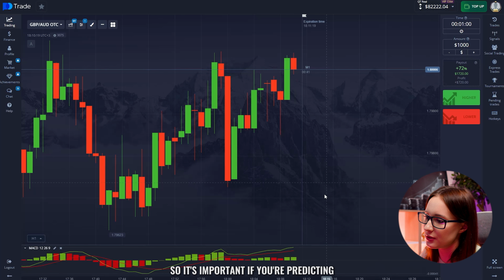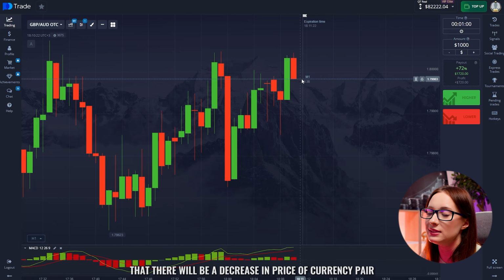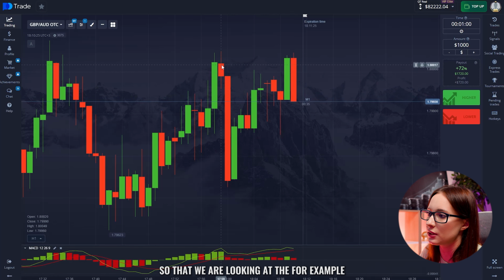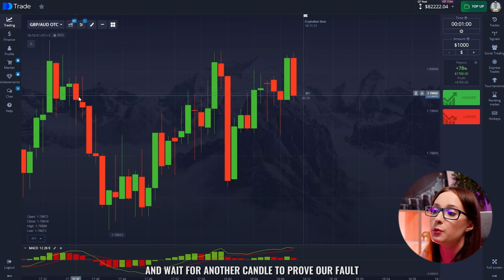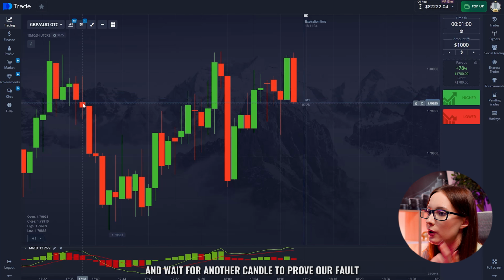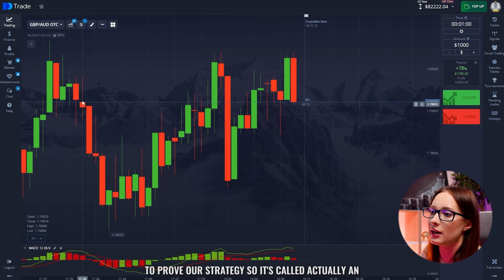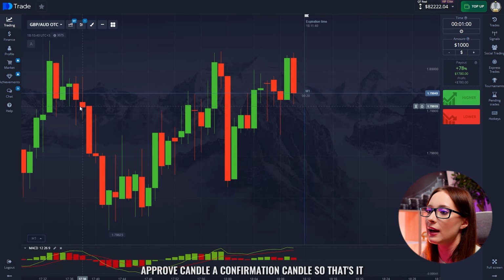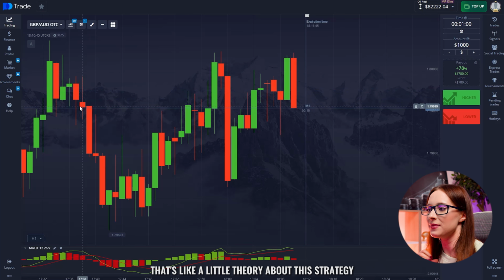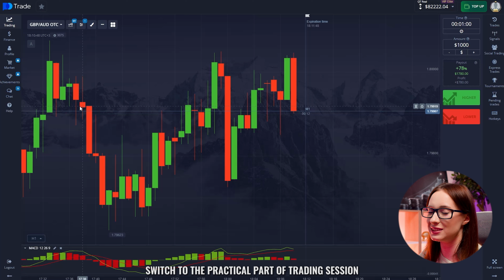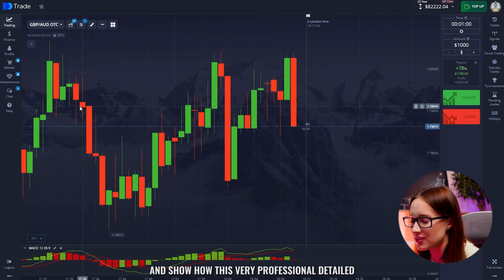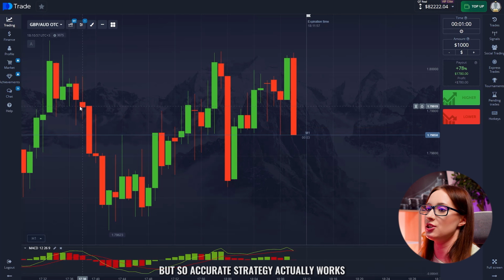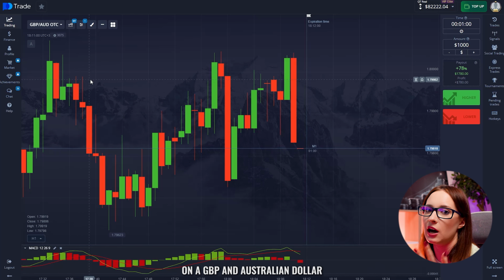So it's important, if we are predicting a decrease in price of a currency pair, for example a downward trend, to wait for the end of this candle and wait for another candle to prove our thoughts, to prove our strategy. It's called a proof candle, a confirmation candle. So that's a little theory about this strategy. And now we're going to switch to the practical part of the trading session and show how this professional, detailed, and accurate strategy works on the pound sterling and Australian dollar currency pair chart.